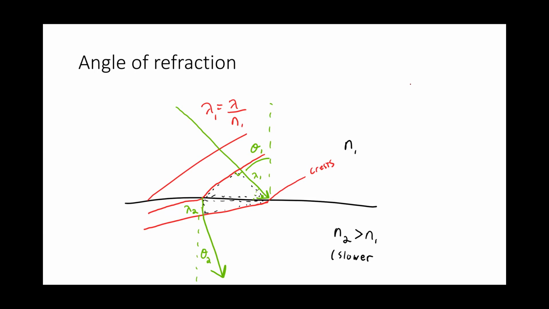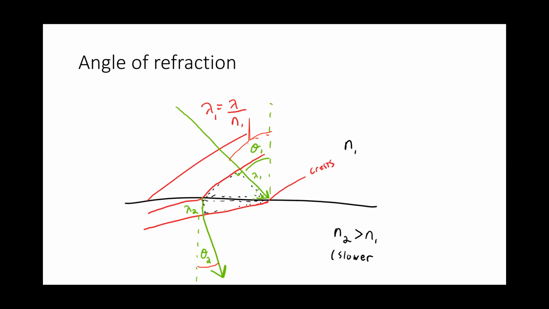I'm going to look at the angle that the wave is coming in at and call that theta 1. I'm going to look at the angle the wave is coming out at and call that theta 2. Again, these angles are being defined from the normal to the surface, so from this line that's perpendicular to the boundary.